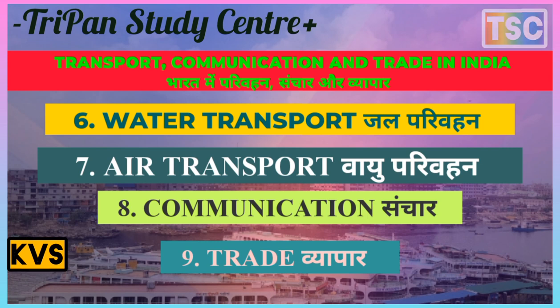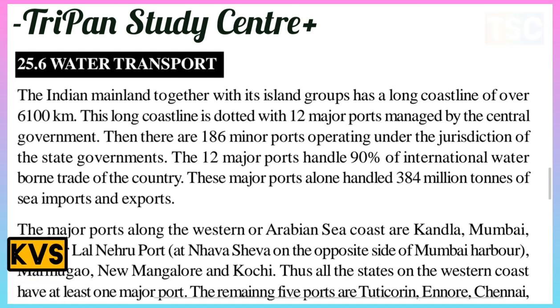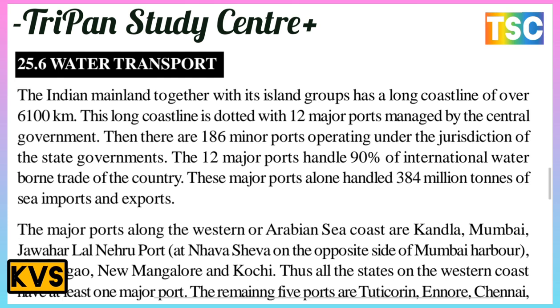Our next topic is water transport. The Indian mainland together with the island groups has a long coastline of over 6,100 km. This long coastline is dotted with 12 major ports managed by the central government. Then there are 186 minor ports operating under the jurisdiction of the state governments. The 12 major ports handle 90% of the international water-borne trade of the country, and these major ports alone handle 384 million tons of sea import and export.